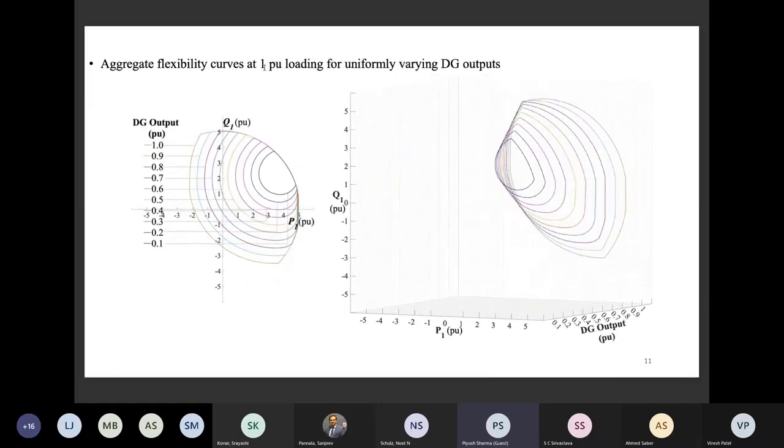Similarly, we obtain aggregate flexibility curves for one per unit loading with different output levels of distributed generators. However, the battery capacities have been kept intact. So what we can see is as the output level of distributed generators reduces, the curve again tends to shift towards the positive P1 Q1 axis. This is because now you have less flexibility available in the distribution network to send power back to the grid. And it can be seen that there is always a certain amount of flexibility retained because we have kept the battery capacities intact. We have not changed the capacity of the battery. So that is why there is some region that will always remain within the aggregate flexibility curve. In the absence of that, this curve would have converged to the base case load flow solution of this particular network.